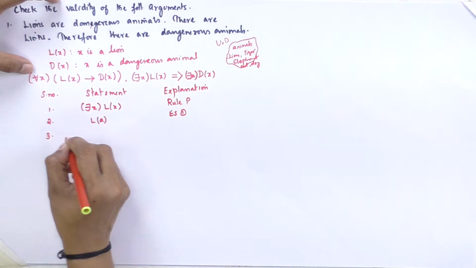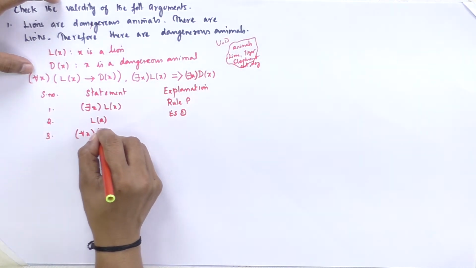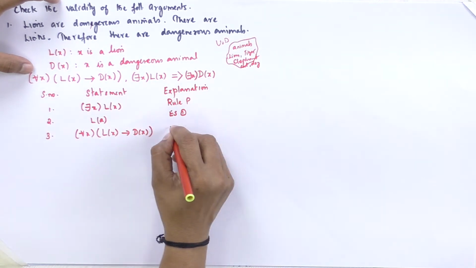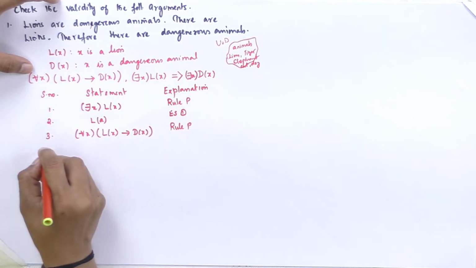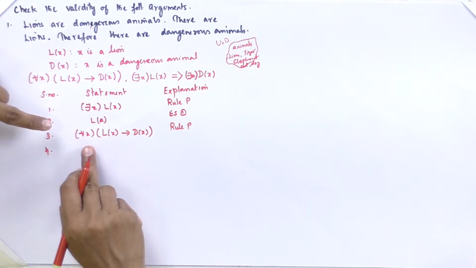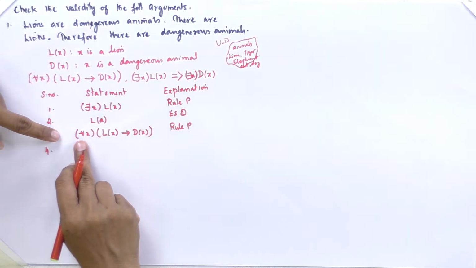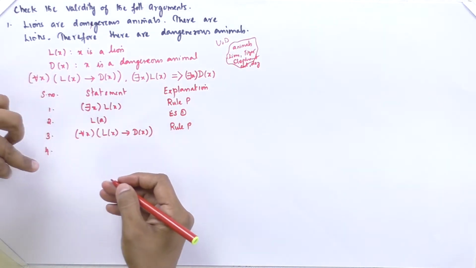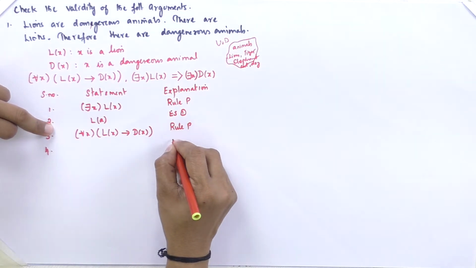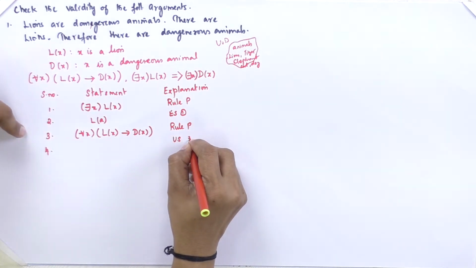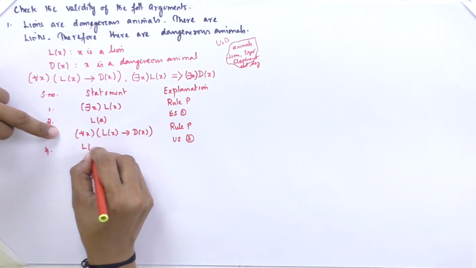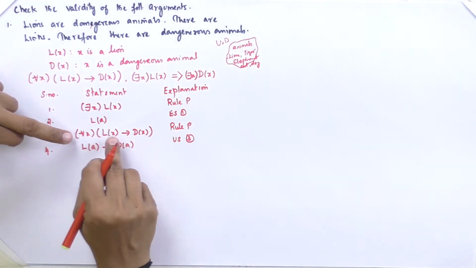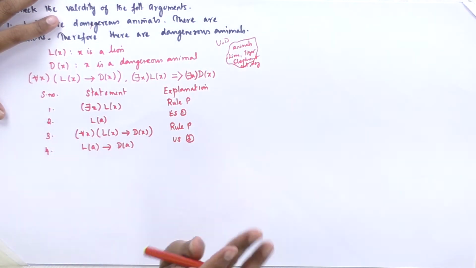So next we will have for all x, L of x conditional D of x, right? So this is rule P. And next, look at this. Now again we'll have to remove this for all x. For all is what? Universal. And now I have to point blankly denote this is true only for this particular case, that is US on 3. So I'll have L of A conditional D of A. Whenever I am removing this, x has to be replaced only by a specific term.